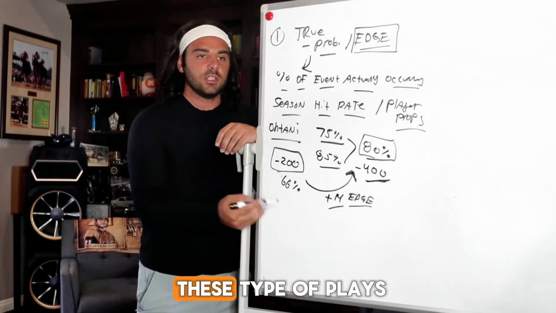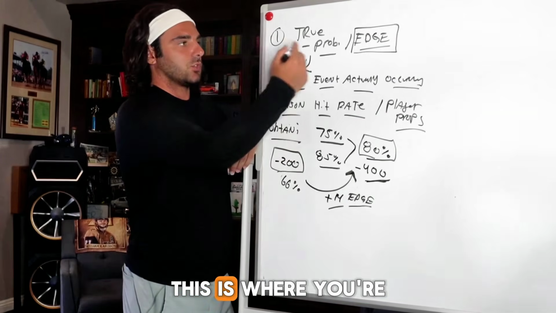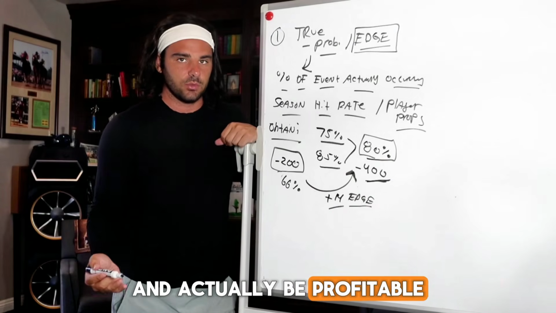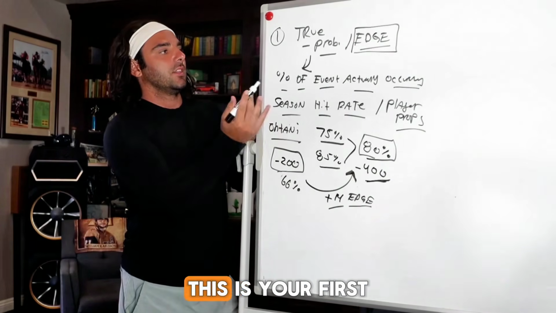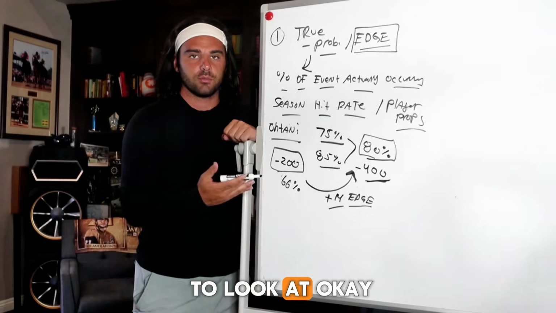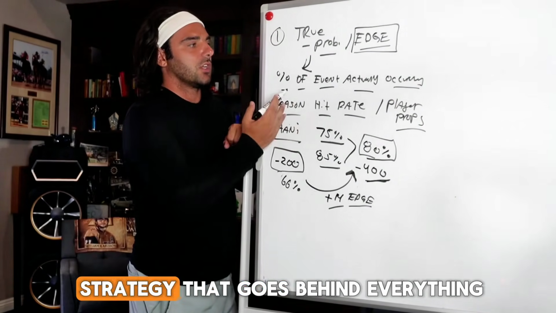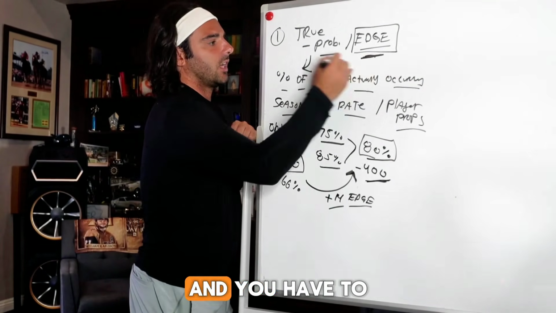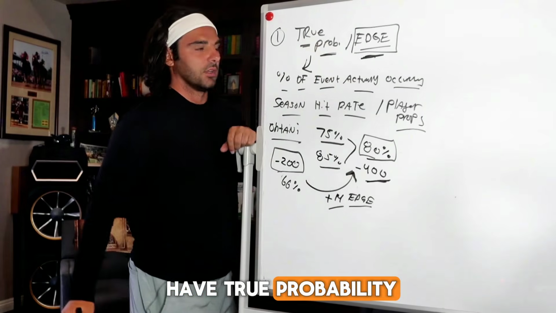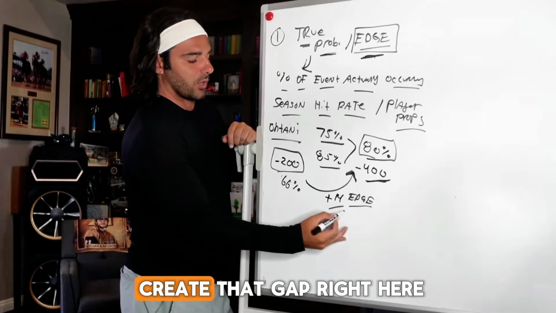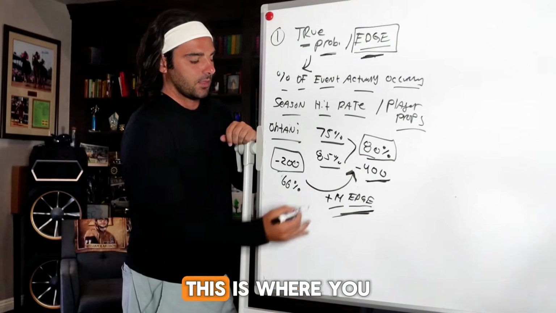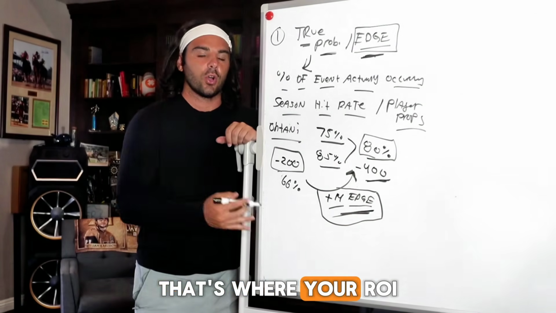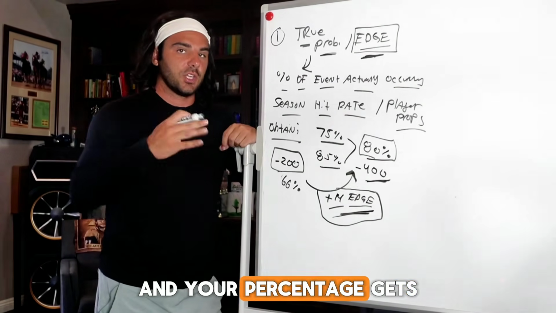Now, once you find these types of plays, this is where you're going to be able to compound this over time and actually be profitable. That's why I try to explain to people, this is your first step that you have to look at, okay? This is the main strategy that goes behind everything. You have to find yourself a true edge and you have to have true probability. Once you put those two together and you create that gap right here, this is where you become profitable over time. That's where your ROI starts to build and your percentage gets bigger and bigger.